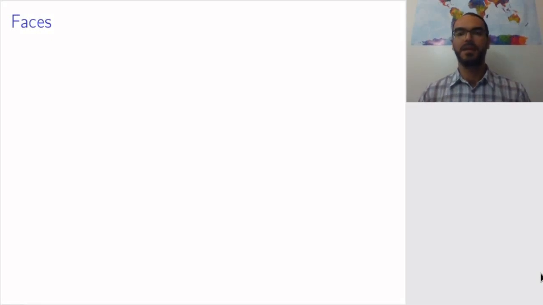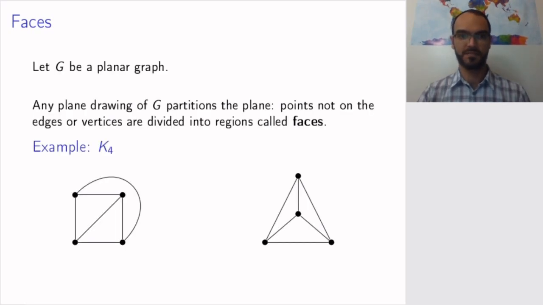Welcome back. Now we know a bit about what planarity means and which graphs are planar and which graphs are not. So let's look a bit more into the geometry of planar graphs. And one important aspect of that geometry are the faces of a planar graph. So if you have a planar graph, remember that's a graph that you can draw on a plane without intersections. Any plane drawing of this graph partitions the plane into various regions that we call faces.